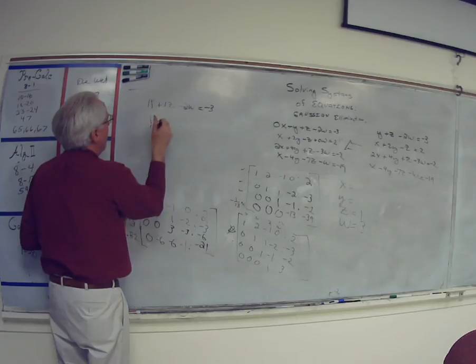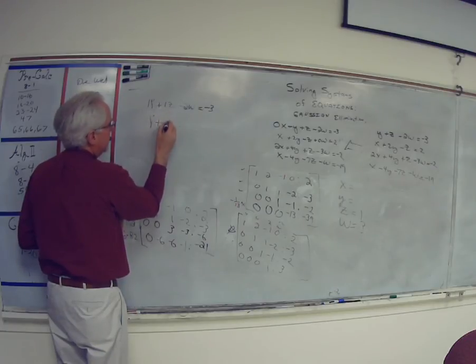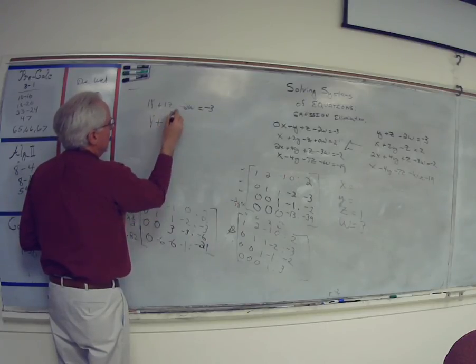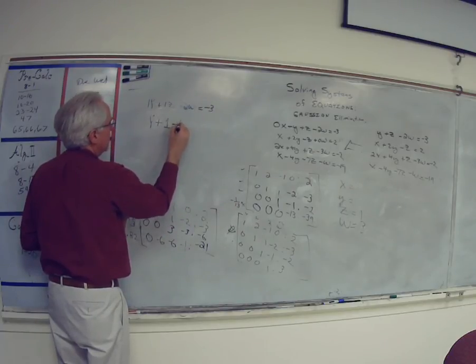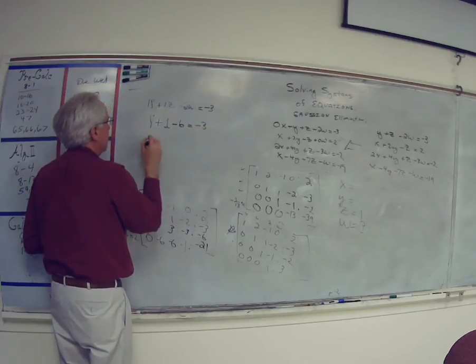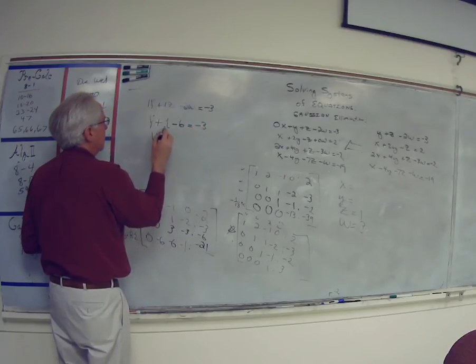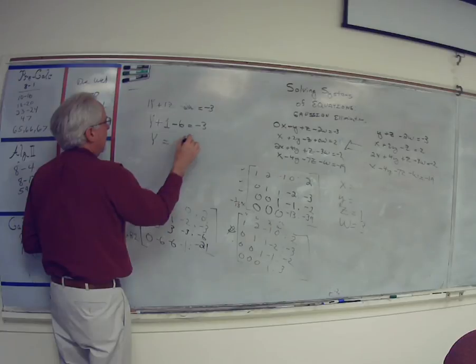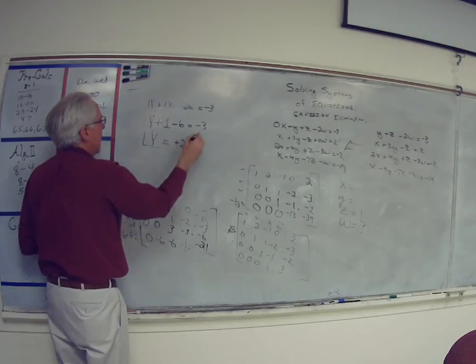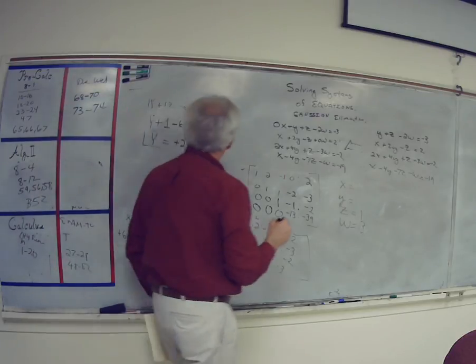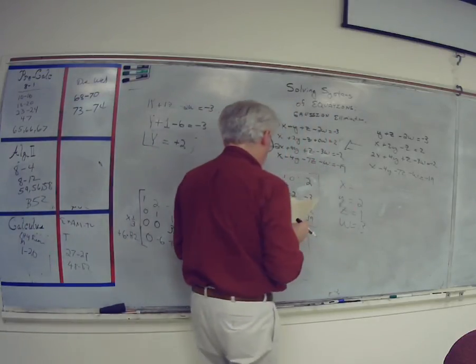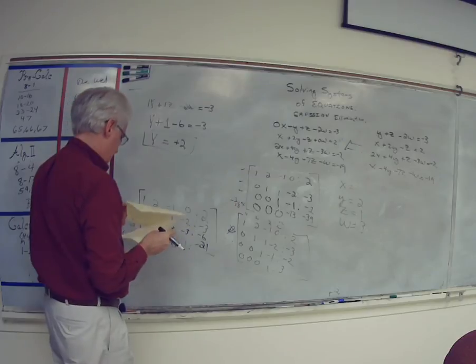Okay, so Y plus 1 times Z, which is 1, minus 2 times W, which is 3. So minus 2 times 3 would be minus 6, is equal to negative 3. So Y is equal to, this would be minus 5, add it to minus 3, and I get 2. Positive 2. Okay, so I add 6 over here and I get 3, I subtract 1 and I get 2. So I have Y is equal to 2.